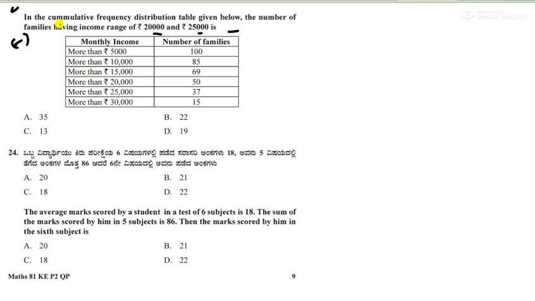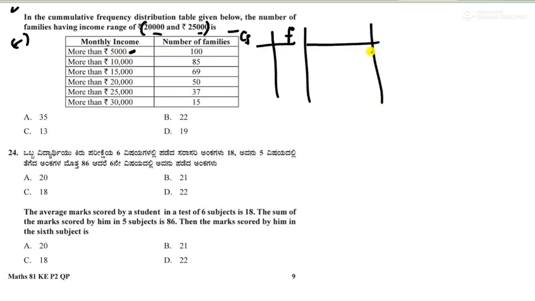So see what they have given, cumulative frequency here. We have to bring this in the form of frequency, and for the range of 20,000 to 25,000. Since they have given more than 5,000, this is the lower limit. While writing the proper form, like class interval, for 5,000 we'll make between 0 to 5,000 first.